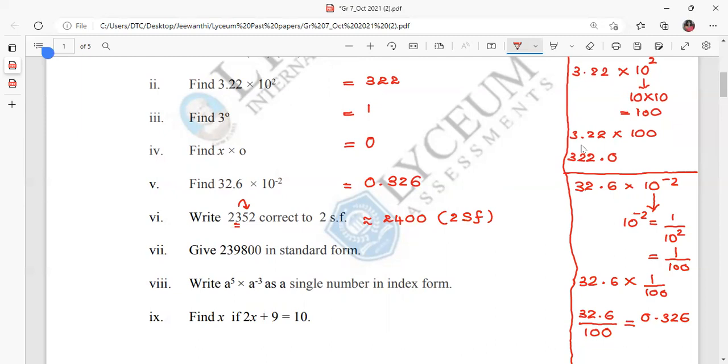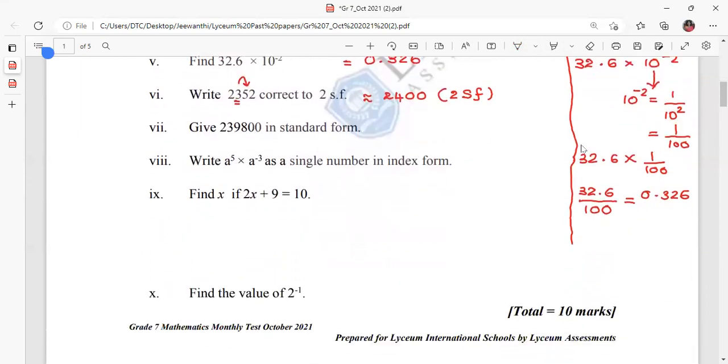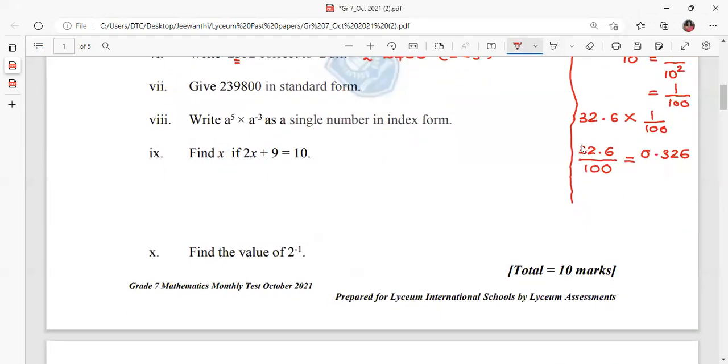Right? So then the next one, you want to write the given number in standard form. Can you remember we have learned something like this? If you have a whole number and you want to convert it into standard form, first, what do you want to do? 239,800.0. Because how did I get this 0, children?